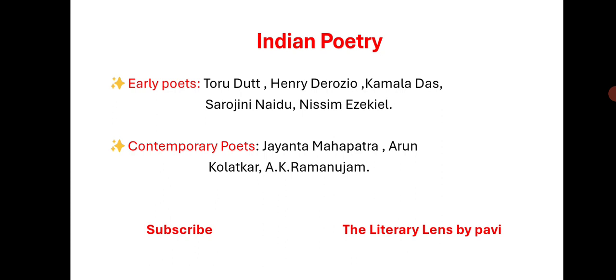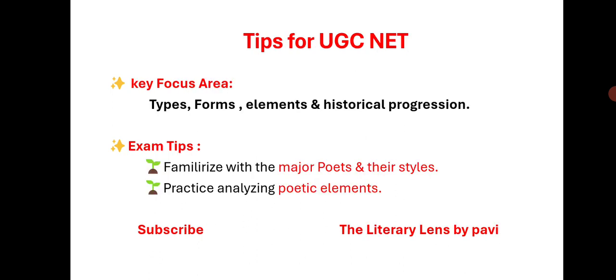The contemporary Indian poets are Jayanta Mahapatra, Arun Kolatkar, and A.K. Ramanujan. I hope you guys enjoyed this presentation. It just focuses on the types, forms, elements, and historical progression of poems. Get yourself familiar with the major poets and their style. Practice how to analyze the poetic elements.